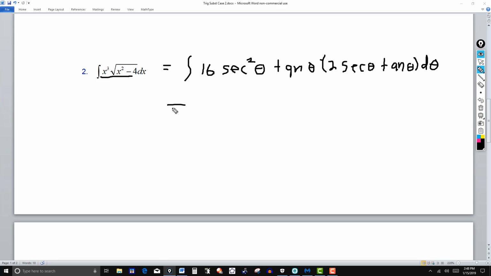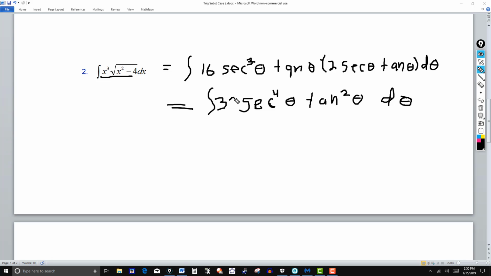Then we do some further simplification here. I get 16, and then I have secant squared theta times secant theta. That's going to give me a secant cubed, and then a secant here, so it's secant to the 4th theta. And then tangent theta times tangent theta is tangent squared theta, and then d theta. And I got the 2 here, so this 2 multiplies the 16, so this should be a 32 out here in front.